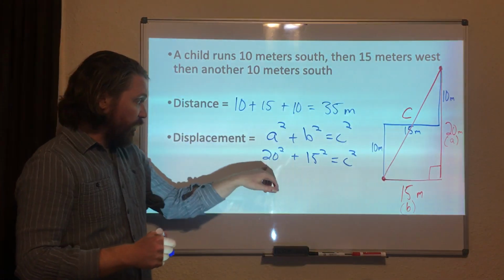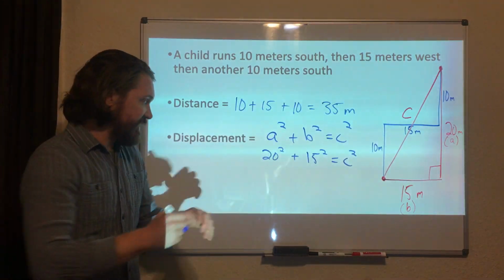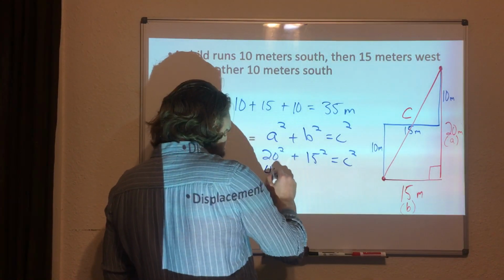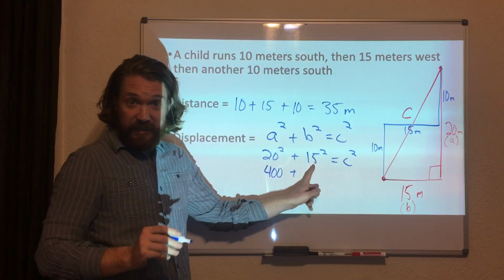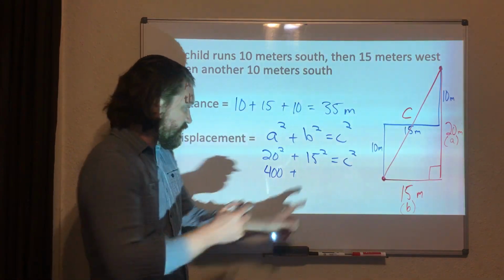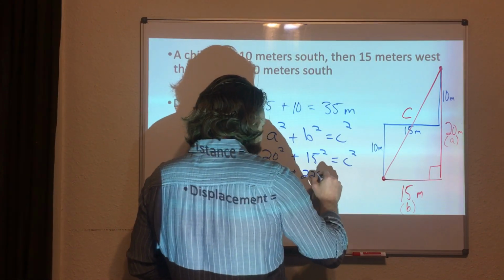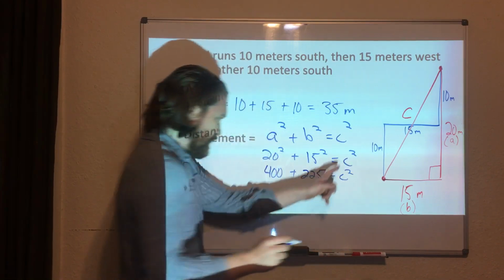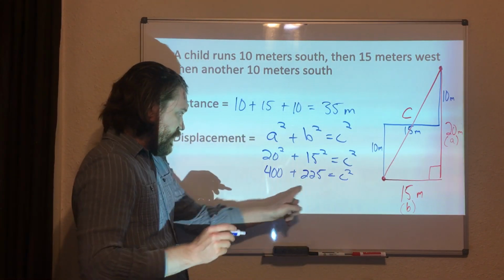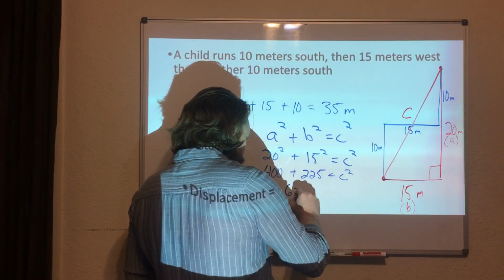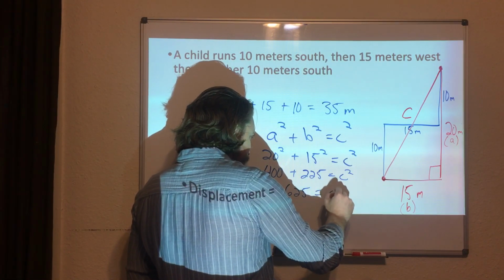Plug this in. 20 times 20 is equal to 400. 15 times 15, or 15 squared, is 225. That equals C squared. Always bring it down. 400 plus 225 equals 625 equals C squared.